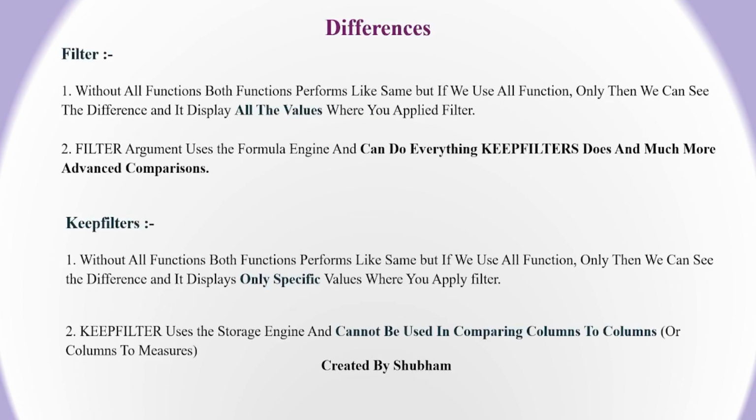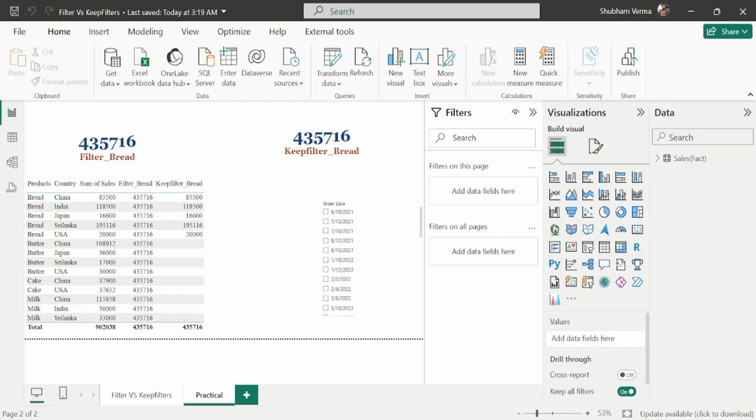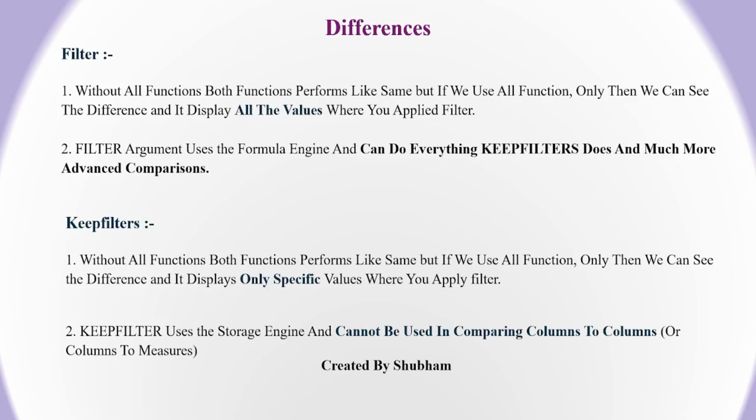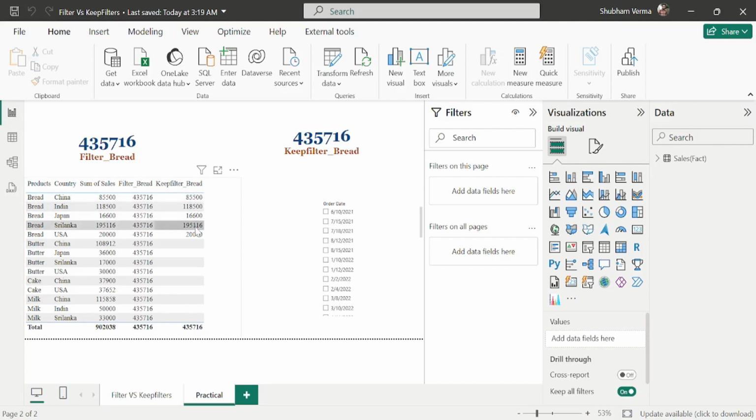And now, guys, let's talk about some differences. So here are the differences. If we talk about FILTER and KEEPFILTERS, both functions perform the same. They filter only that value on which you have applied the filter. But the moment you apply the ALL function in both, the FILTER function displays all the values, not just where you applied the filter. And the same thing we can see here. This is the total sales of bread, and we can see all the sales in front of each and every product. But if we apply ALL in KEEPFILTERS, it will display only the specific value where you have applied the filter. So here under KEEPFILTERS, it is displaying the value in front of bread. The rest of the values are blank. So this is one difference, guys.